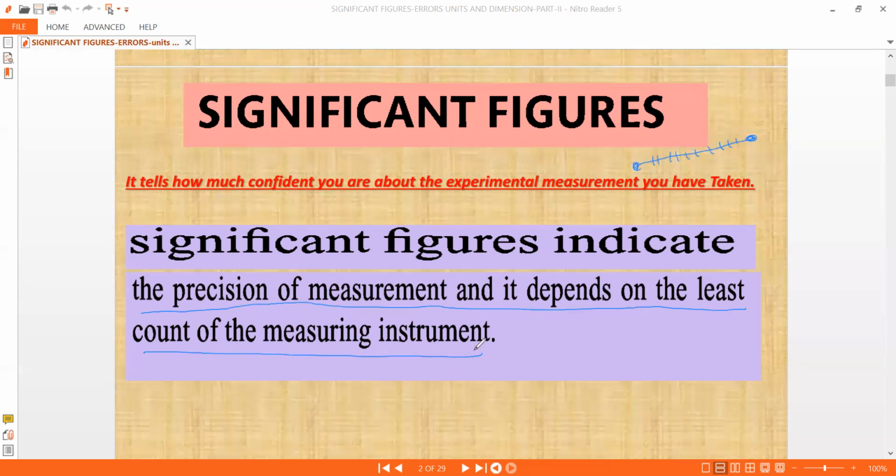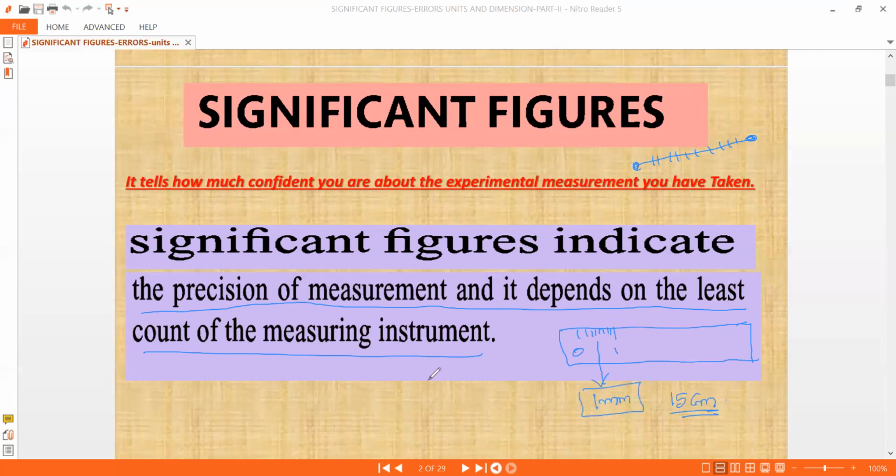What is this least count? Let's check this one. I will tell you an example where you will pick it up fast. Let us consider a scale, a 15 centimeter scale. It starts from 0 here and you have 1 over here. In between, you have 10 divisions, and each division represents 1 millimeter.